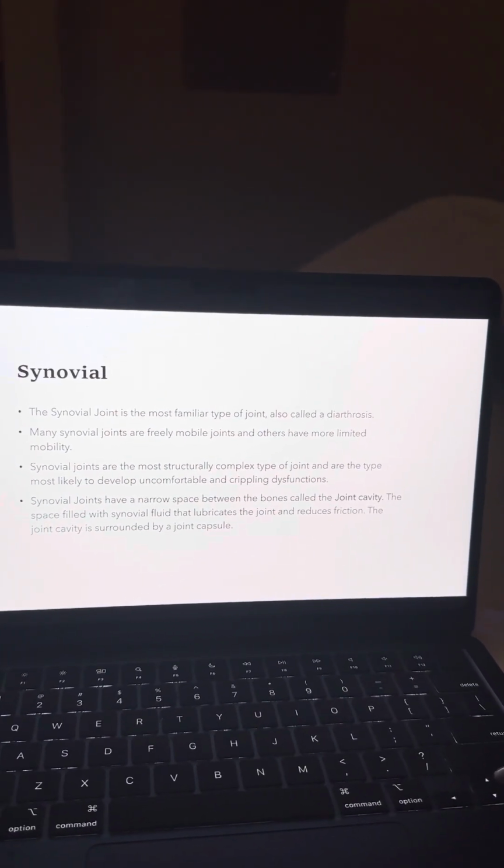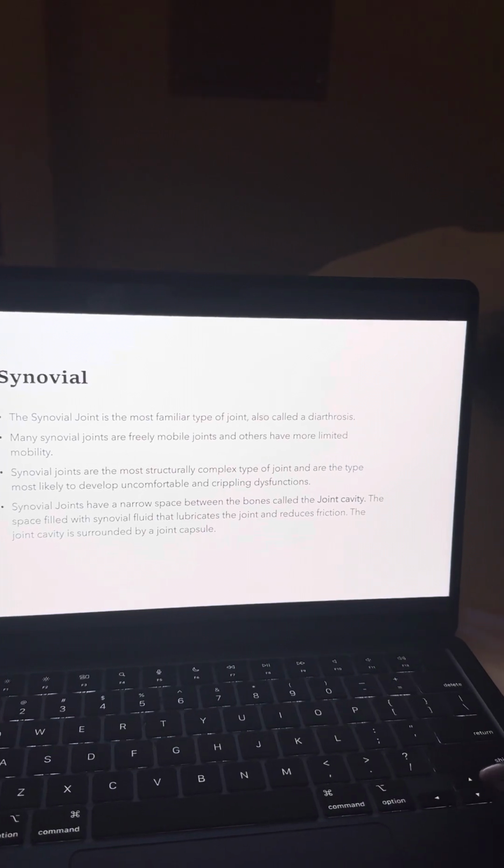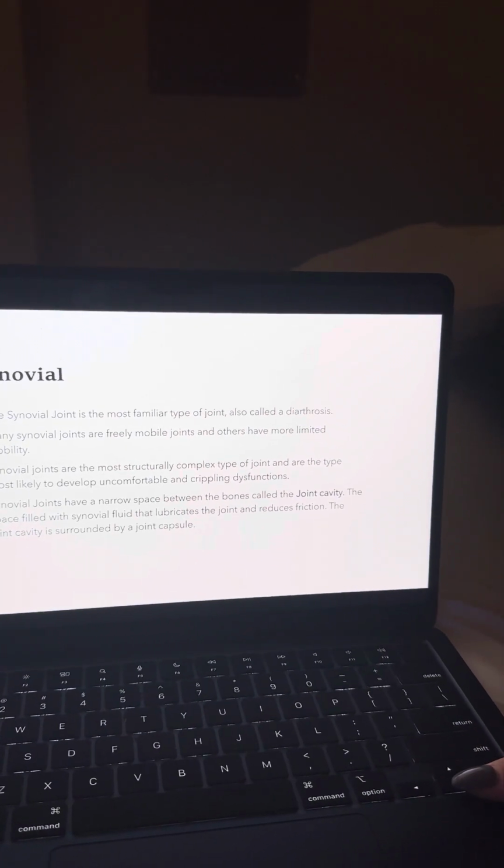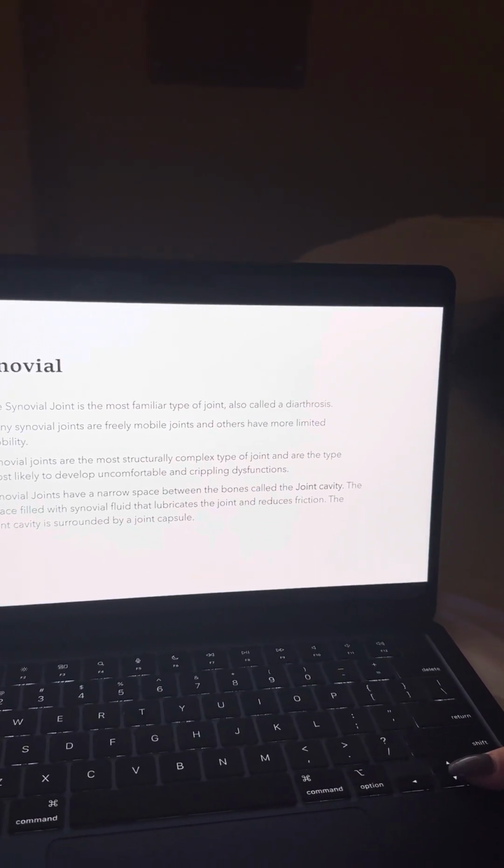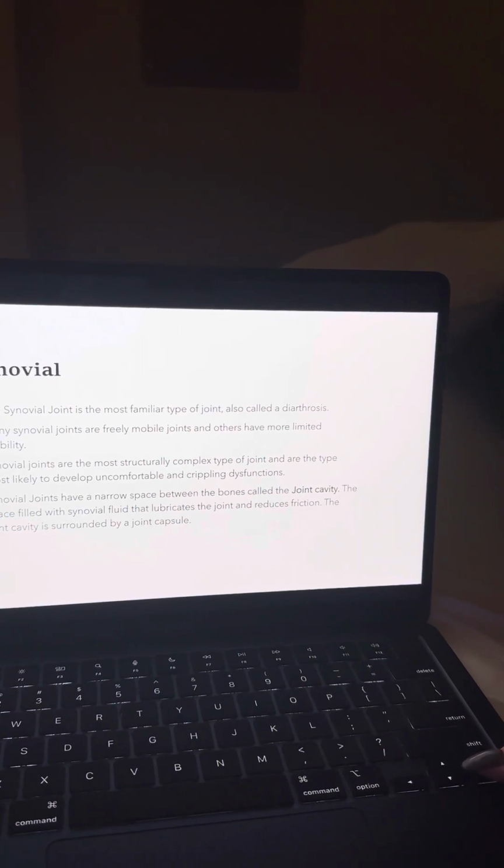Synovial joints have a narrow space between the bones called the joint cavity. The space is filled with synovial fluid, which lubricates the joint and reduces friction, and the joint cavity is surrounded by a joint capsule.